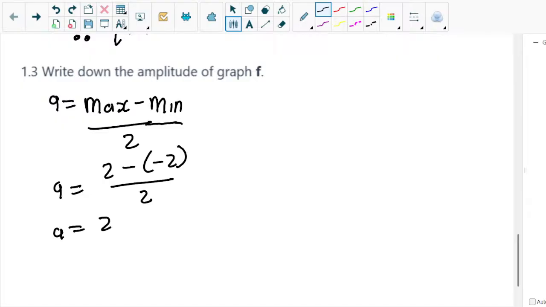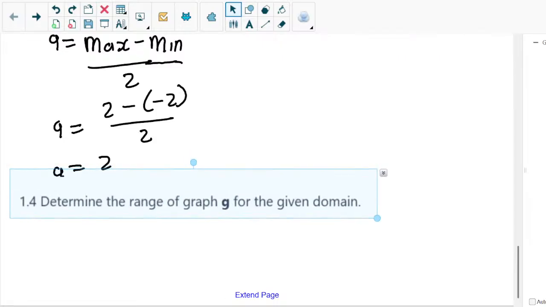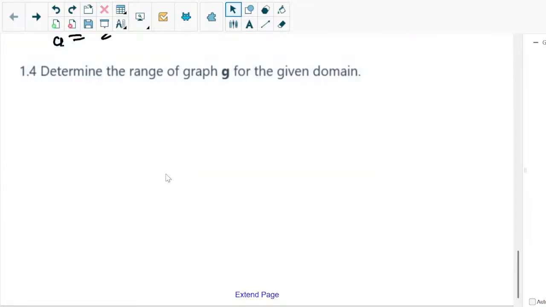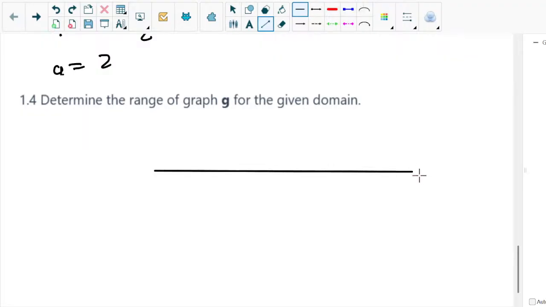Okay, the last question was we were calculating the amplitude. So now it was of graph g, the range of graph g. Range is the possible y values. We always start from the smallest to the biggest. If you take a horizontal pen, like a line, what is the first thing that I touch on g?